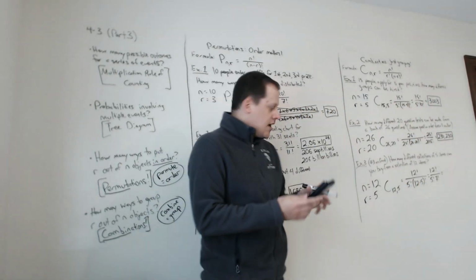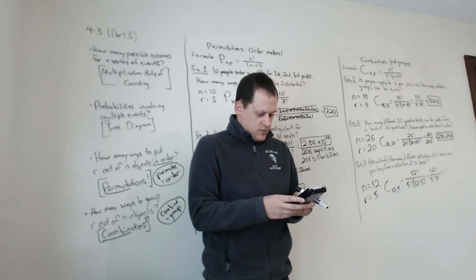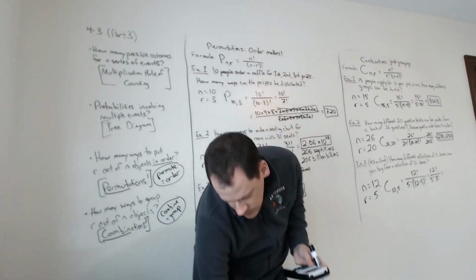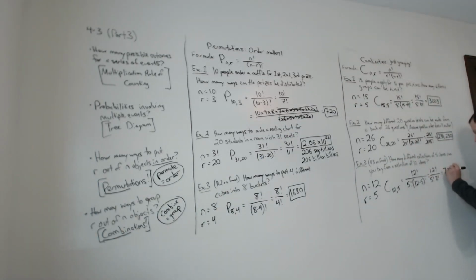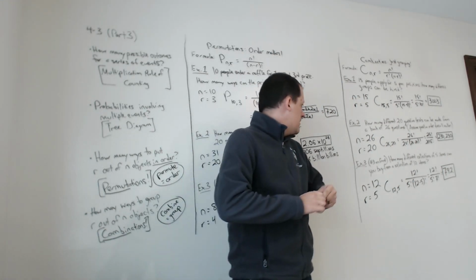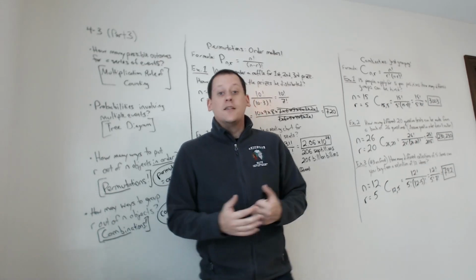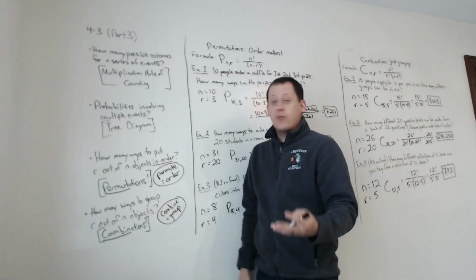Okay, we're going to type that in same way we always do. Yep. 792. 792 different combinations of 5 items out of 12. Perfect. All right, so hopefully this helps you out as you work on your 4-3 homework assignment.